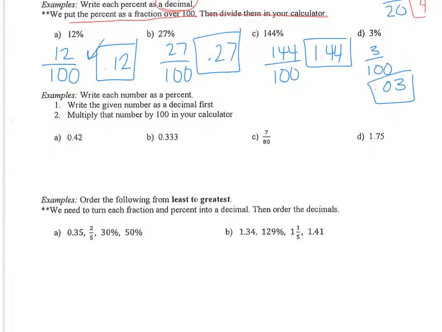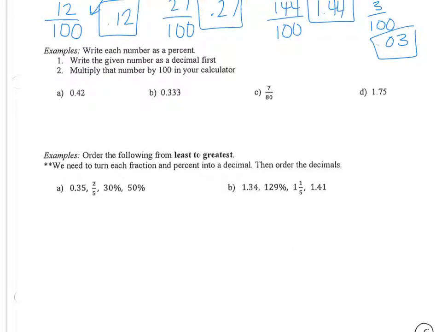Now, to write it as a percent, what you do is you have this decimal, and you multiply it by 100. See, because this is basically 42 out of 100, which is 42%. So what you're doing if you have a number as a decimal is you move the decimal over twice, because 100 has 2 zeros in it. So this is 42%.